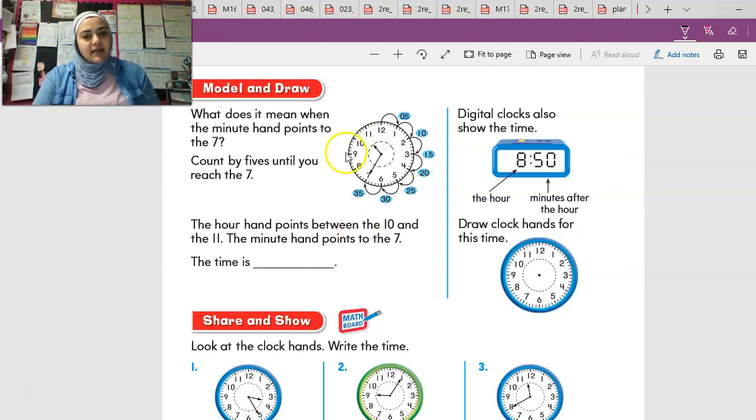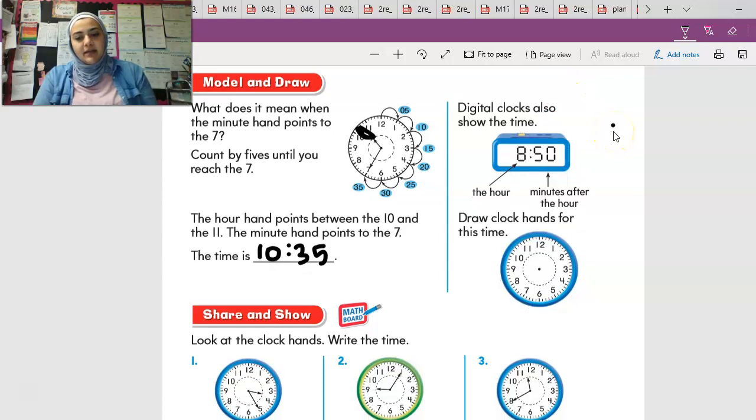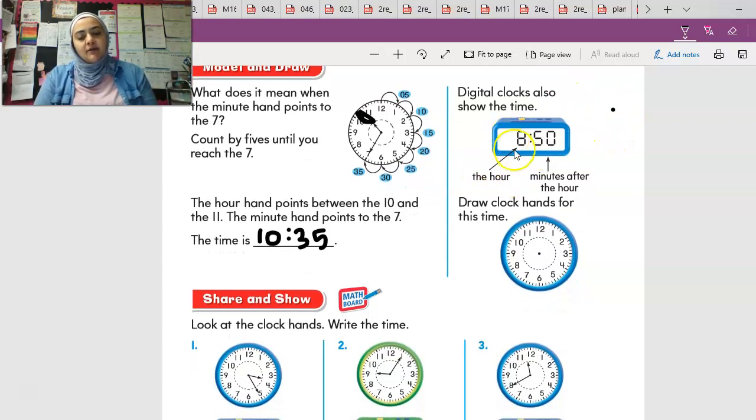Now here, digital clocks also show time. Digital clocks show us the hour first and then the minutes after the hour. So draw clock hands for this time. So here it shows us 8:50. So that means that if I take out my clock, the hour hand is going to be on the 8, right? That's 8 o'clock. 8:50, so this is 5, 10, 15, 20, 25, 30, 35, 40, 45, 50.